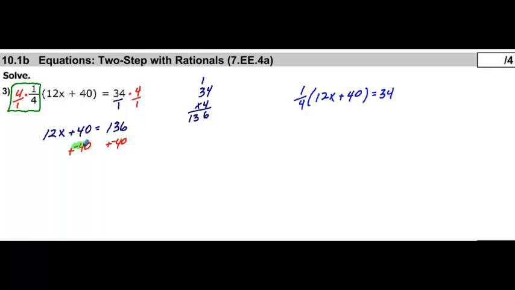Next, I'm going to get rid of the constant term by adding a negative 40. And every time I do these now, I'm going to get in this habit of highlighting, because when I highlight, it does a couple things for me. I've highlighted a 40 and a negative 40. They're opposites. I know they cancel out. So that leaves me 12x.